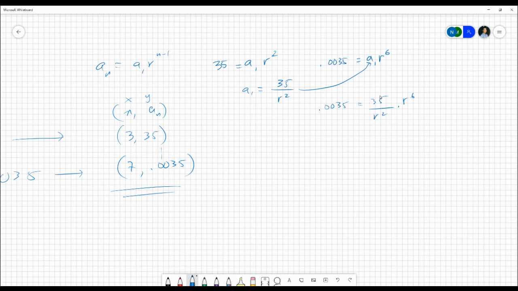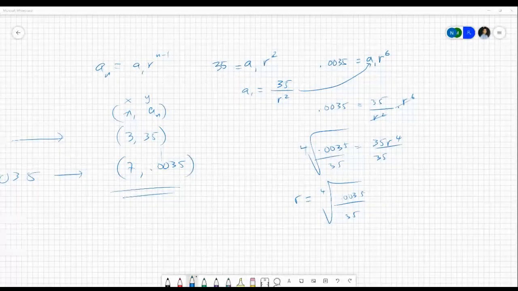Okay, so now you have 35 over r squared times r^6. Well, you can cancel this. That gives you r to the 4th. Divide both sides by 35, and then take the 4th root of that. So r is equal to the 4th root of 0.0035 over 35, whatever that is.